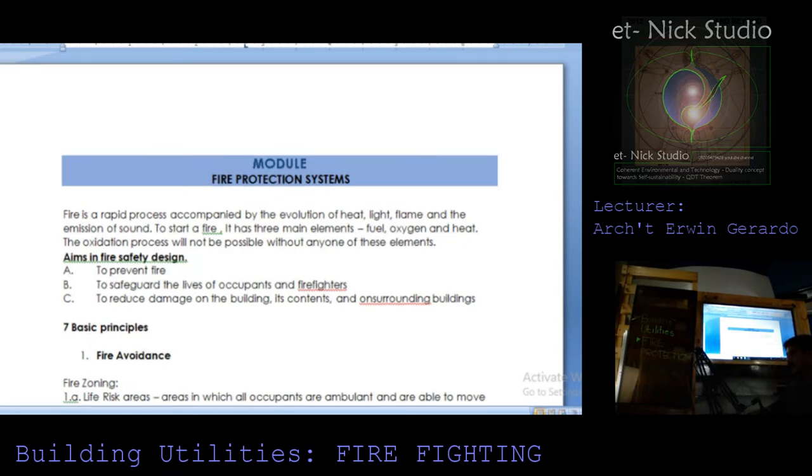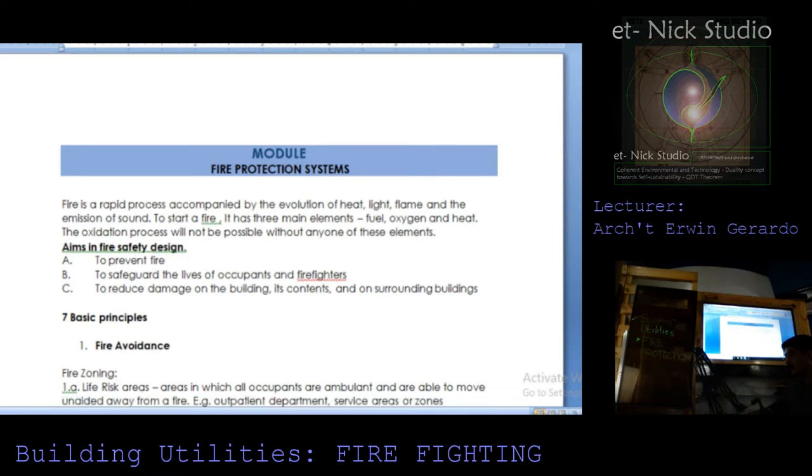Aims in the fire safety design: A is to prevent fire. Letter B, to safeguard the lives of the occupants and firefighters. C is to reduce damage on the building, its contents, and on surrounding buildings.